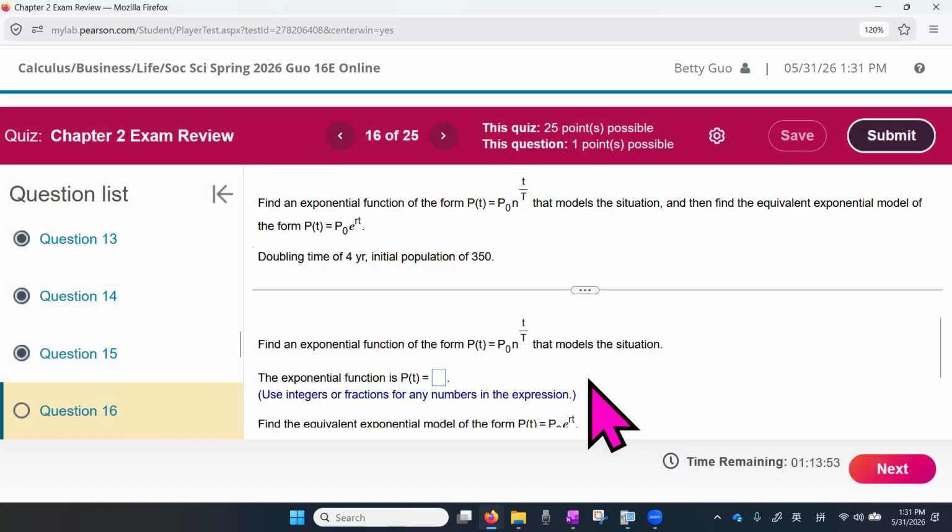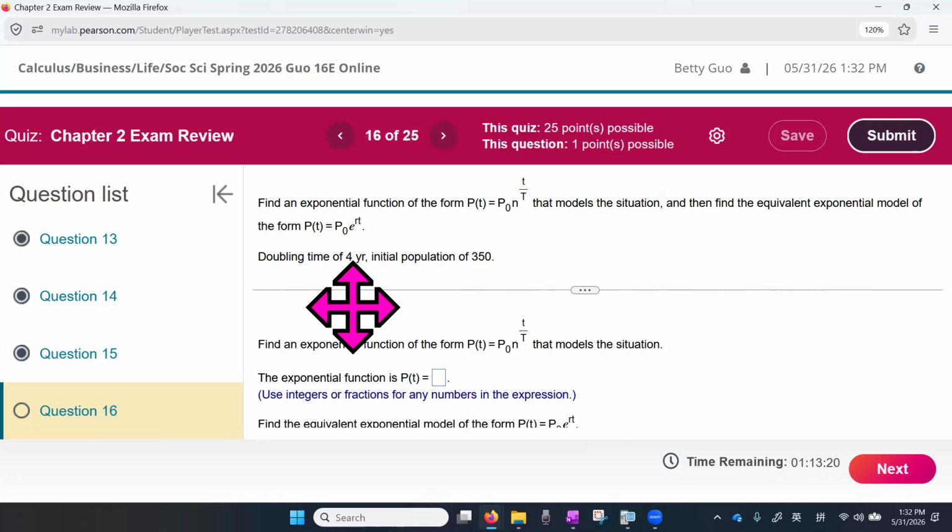Next. Question number 16. Find an exponential function of the form. That's another formula about exponential growth and exponential decay that models the situation, and then find the equivalent exponential model of the form. This is the one I recommend you to memorize, right? This is a different formula. We need to know the meaning of each variable in this formula.